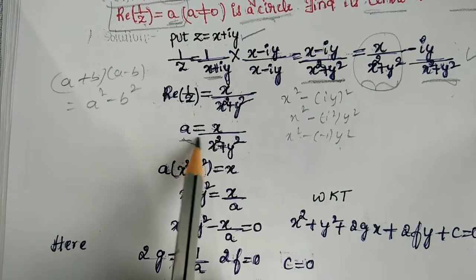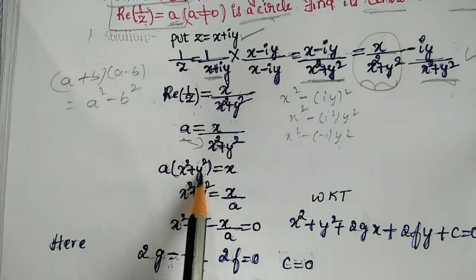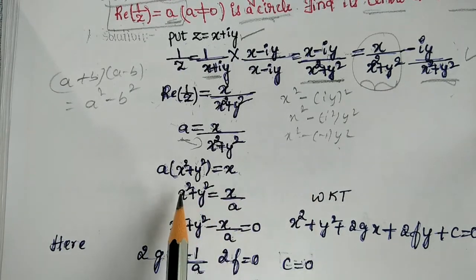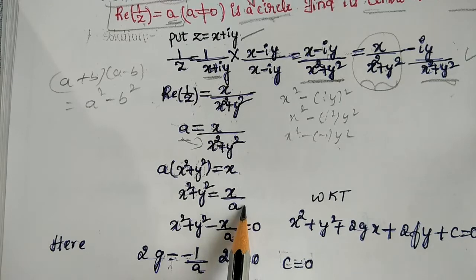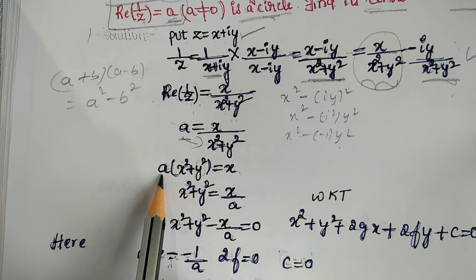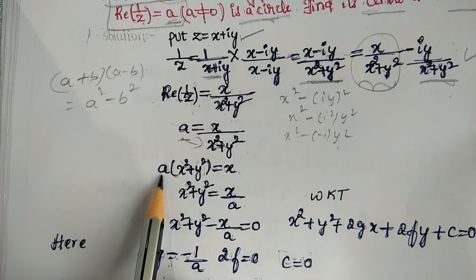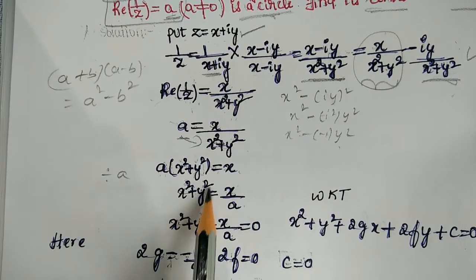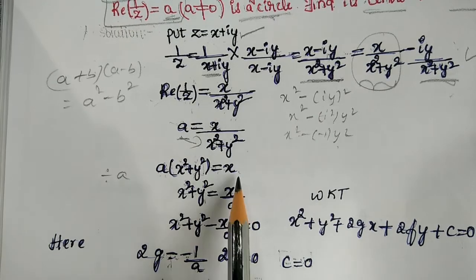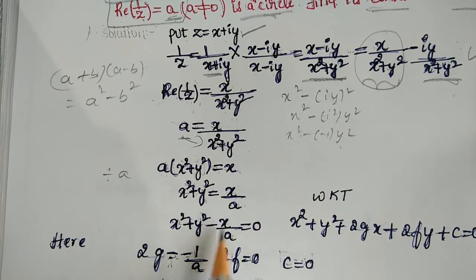So multiply a to this one. By cross multiplying, we remain with a into x square plus y square is equal to x. Now x square plus y square is equal to x by a. Here we have a, but we don't need this a, because in the standard equation the x square coefficient is 1. For that, divide throughout by a. A by a cancels, and we remain with x square plus y square and x by a. Is it clear?